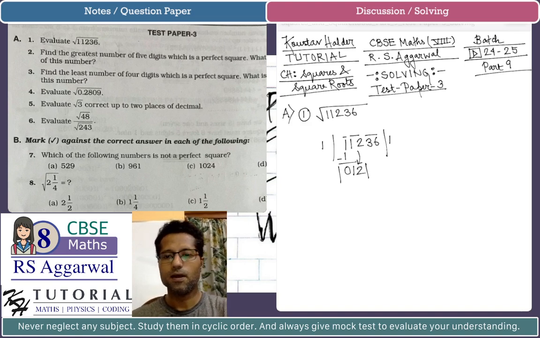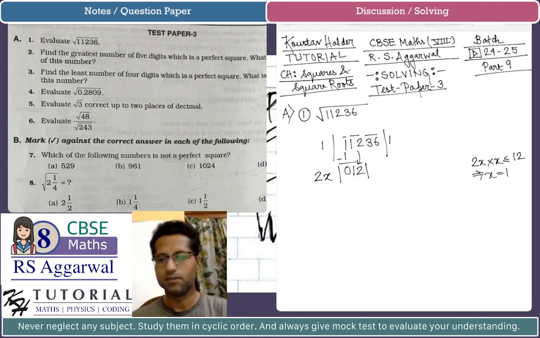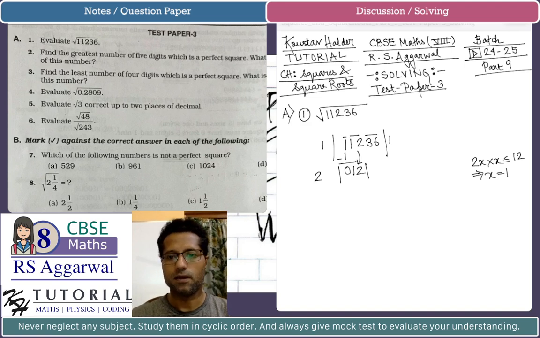So 12 is the next dividend, and the next partial divisor will be the current quotient multiplied by 2. So 1 multiplied by 2 is 2. Now I have to find the digit x such that the 2-digit number 2x multiplied by x is less than or equal to the dividend, that is 12. Obviously x should be equal to 1. Always remember that in the long division method, when you find this digit x such that 2x multiplied by x is less than or equal to 12, x should be the largest possible digit. We cannot take x as 2, because 22 into 2 is 24, which exceeds 12. So x will be 1.